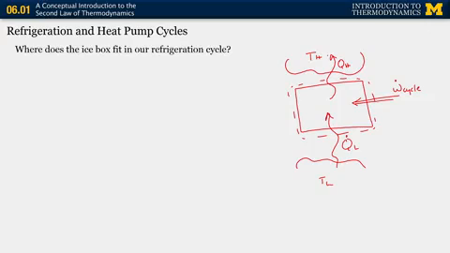So for the power cycle, all of the directions of these arrows flipped. But for the refrigeration cycle, it looks like this. And this is my system, my refrigeration system.